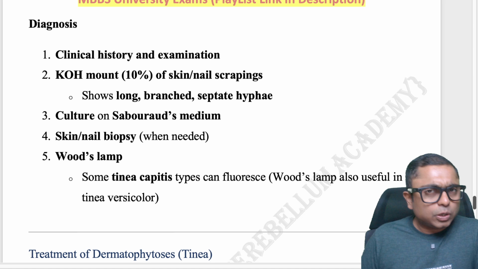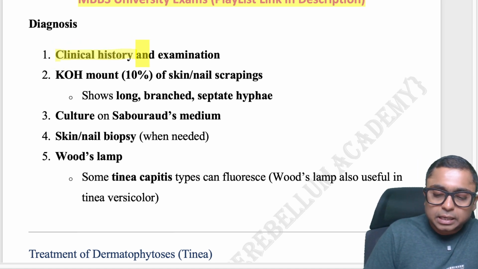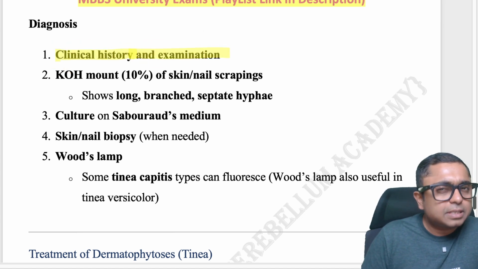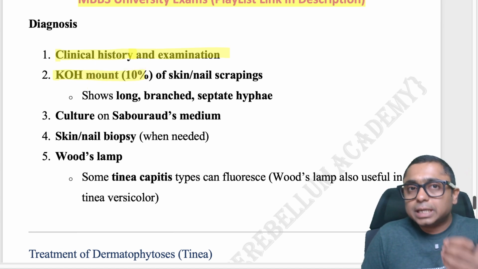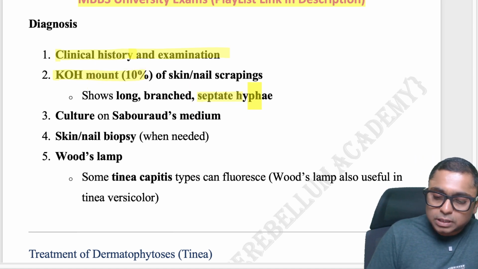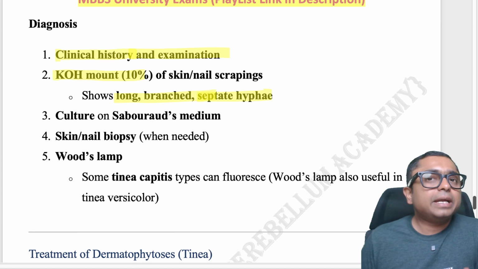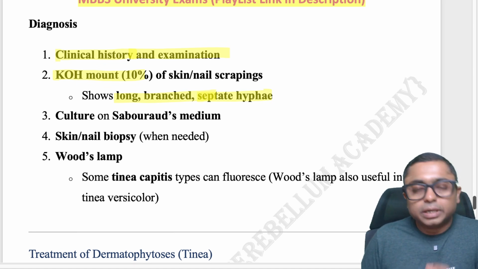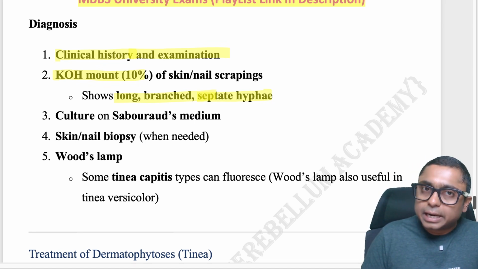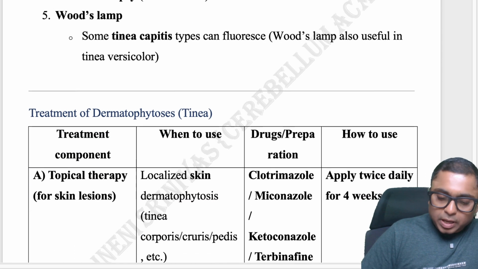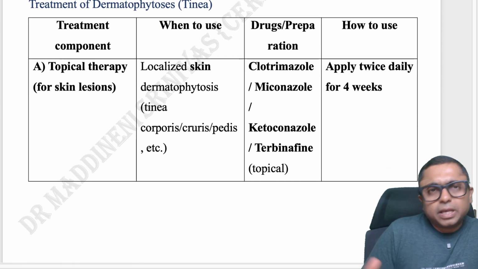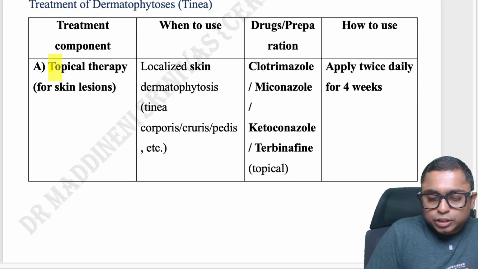How is it diagnosed? Usually most of the times clinical history and examination will be sufficient, but if we have a doubt, we can do a potassium hydroxide mount where we can see the presence of long septate hyphae, because the KOH is going to dissolve the keratin, so we can see the hyphae becoming visible.